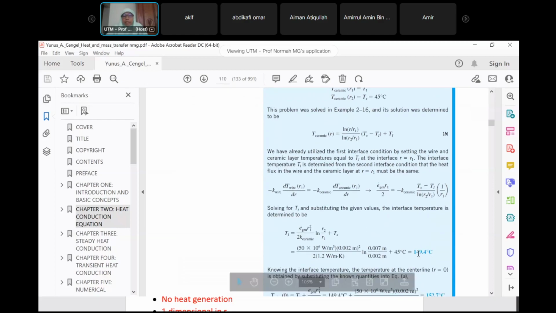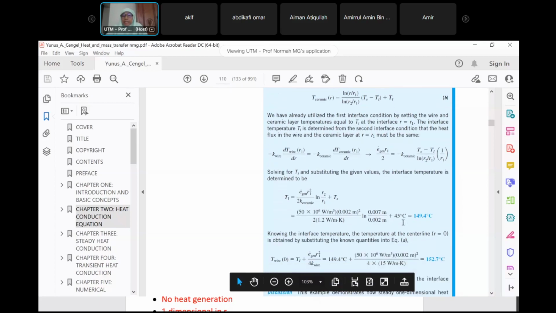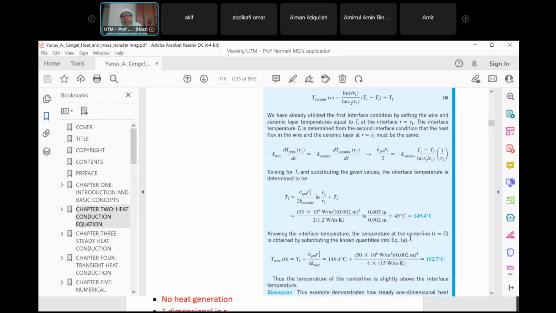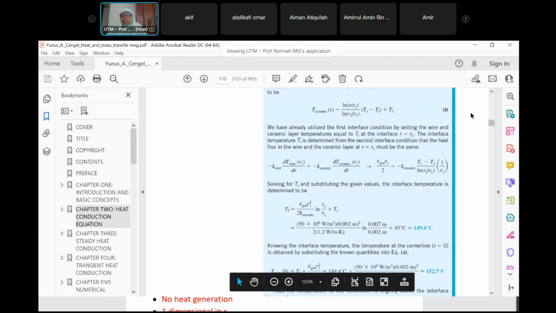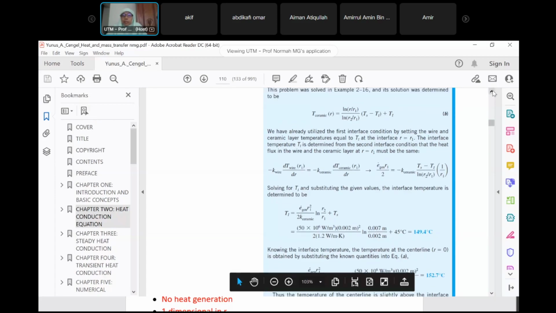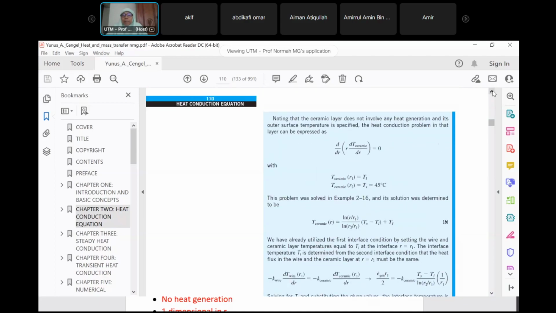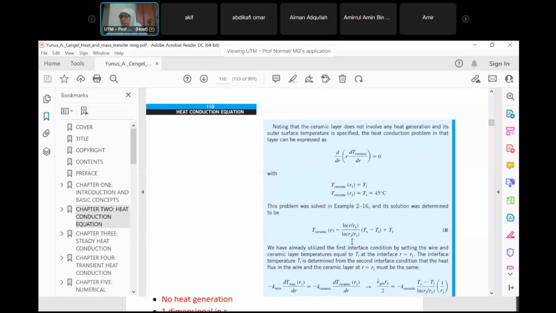You get the temperature of the wire at x equal to 0, 149.4. Make sure you think whether it makes sense or not, the order of magnitude, whether it's positive or negative, before you proceed to the next question.